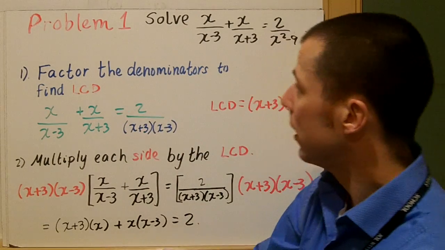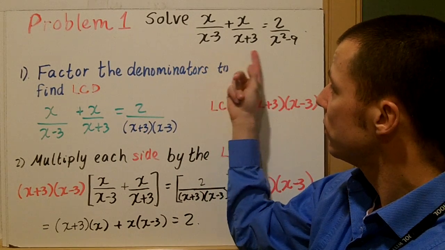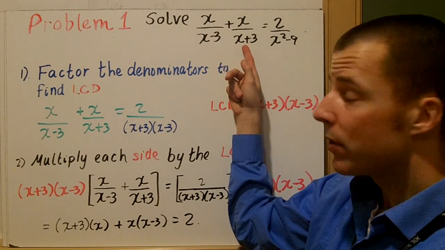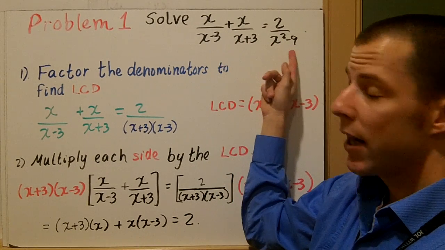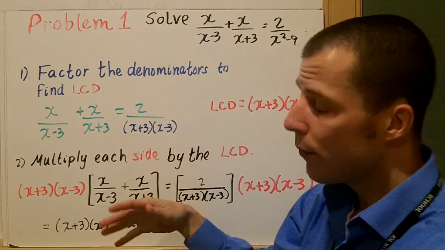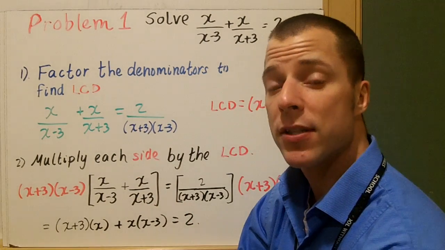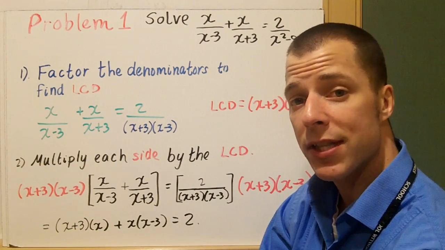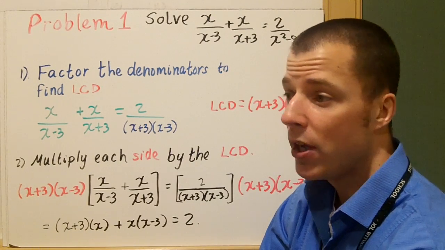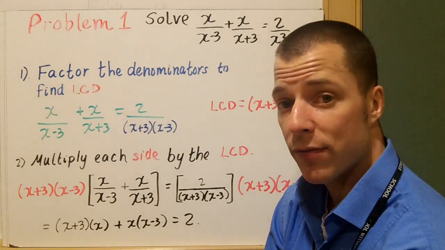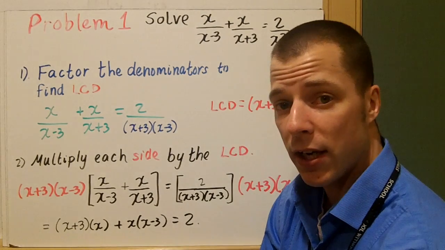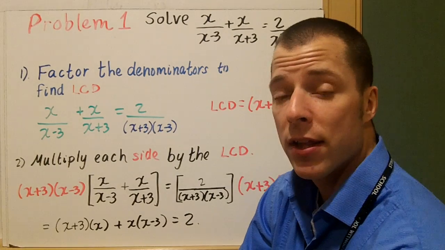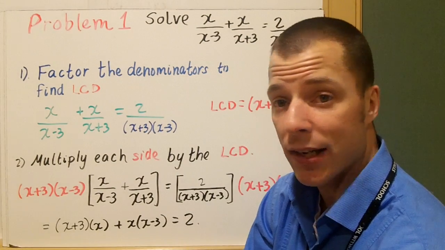Okay, so problem number 1. Solve this rational equation. x over x minus 3 plus x over x plus 3 equals 2 over x squared minus 9. So hopefully the first thing you're thinking about is factoring, okay? And you always have to look to the denominator because that's where the LCD is going to come from. Just like when you add or subtract fractions, you look for the common denominator. For example, 1/2 plus 1/3, the lowest common denominator is 6.